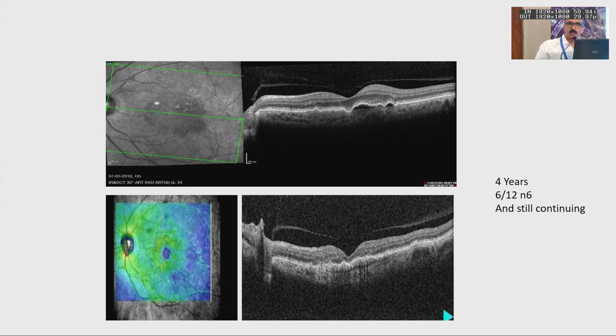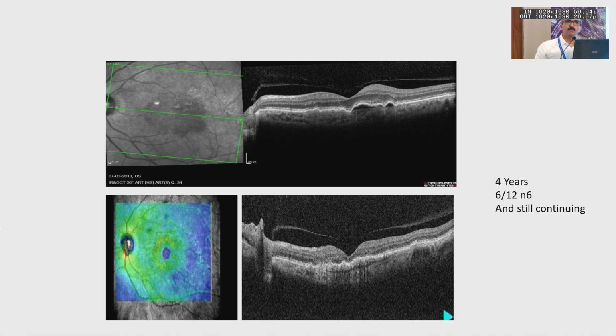Here I have a subfoveal thickness, and the topmost slide, the subfoveal thickness of 193 microns. But with 5 years of treatment, I could maintain the vision from 6/6 only to 6/12 N6. But if I was more aggressive in treatment, I would have saved the fovea a little more, but this is the best that patient could do.